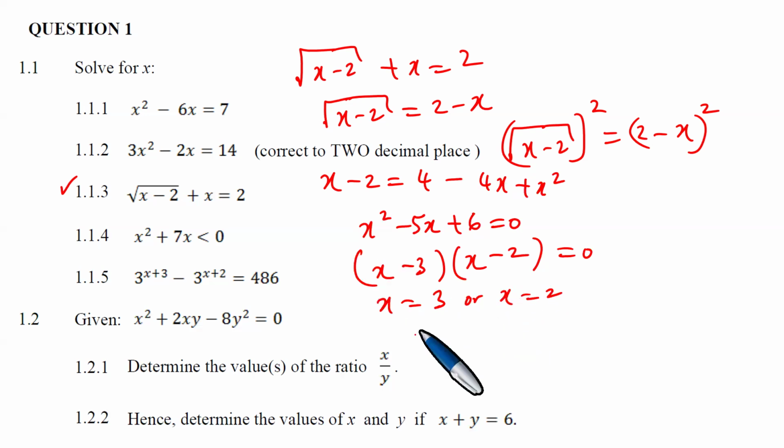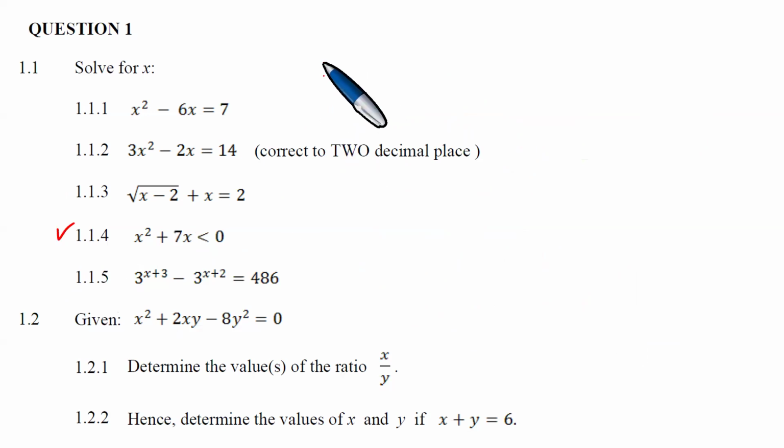But obviously, if you put 3 here, 2 minus 3, what is 2 minus 3? It's a minus 1, meaning that x cannot be 3 because it's going to make the square root negative. So it is not the case. The correct answer would only be x equals 2, because if you put 2 here, 2 minus 2 is 0, and then that is that. Okay, we're good.